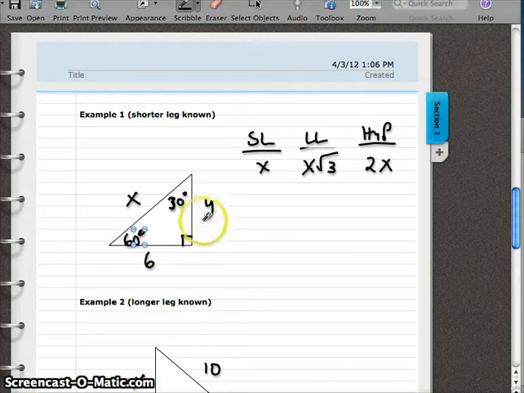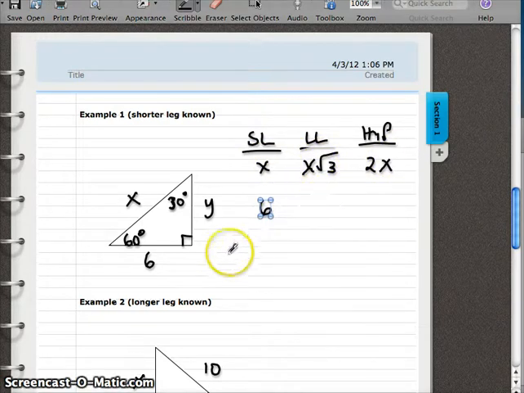And the long leg is going to be y. It's going to be across from the 60-degree. So that makes x the value that we're missing for our hypotenuse length. So we know the short leg is 6. So we just substitute 6 for all of our x's in these equations.